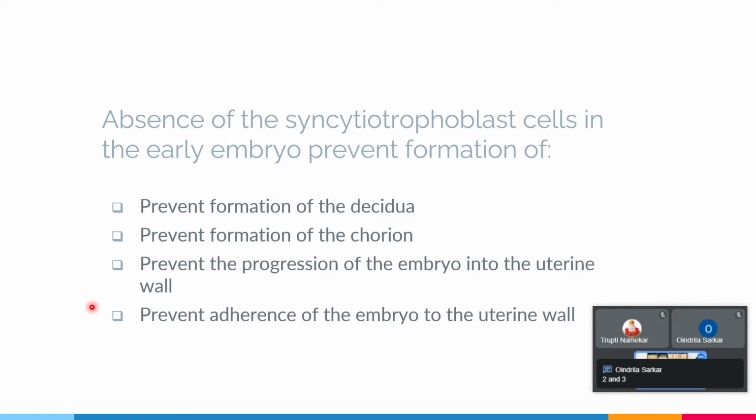So Oindrila says it is 2 and 3, which is it will prevent the formation of the chorion and prevent the progression of the embryo into the uterine wall. Anyone else want to try and answer this?